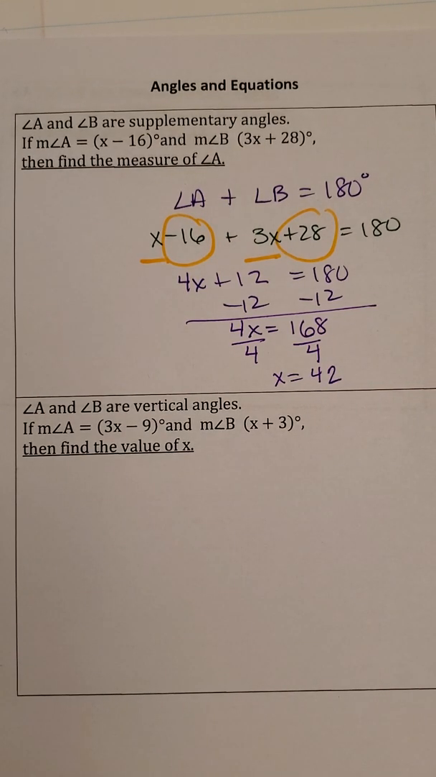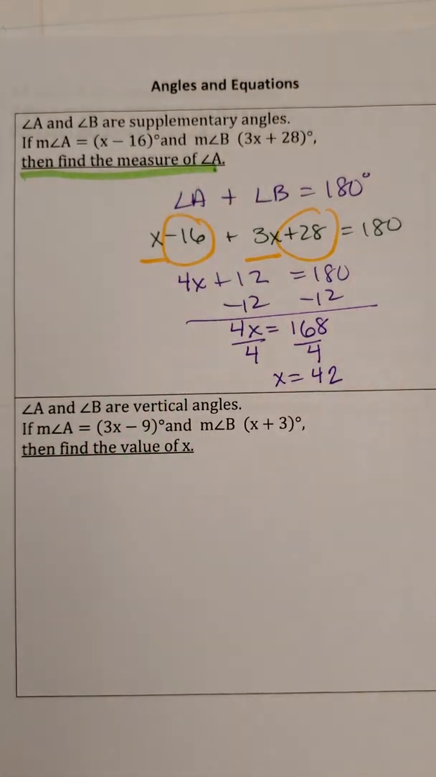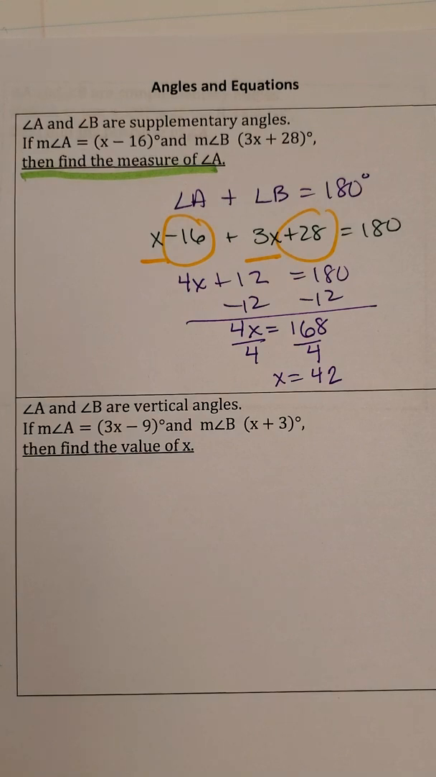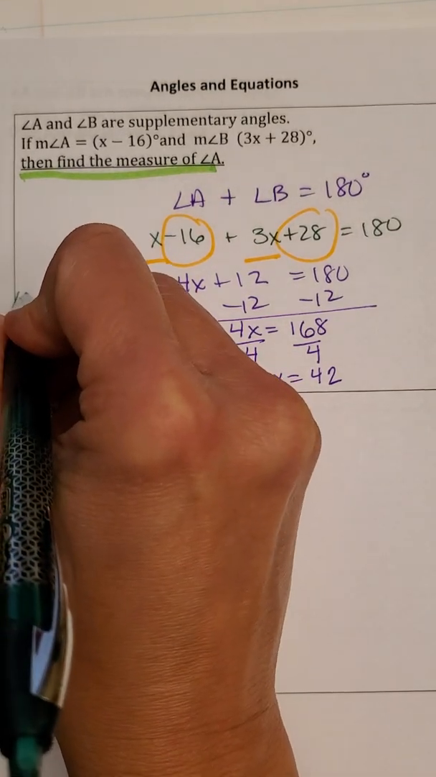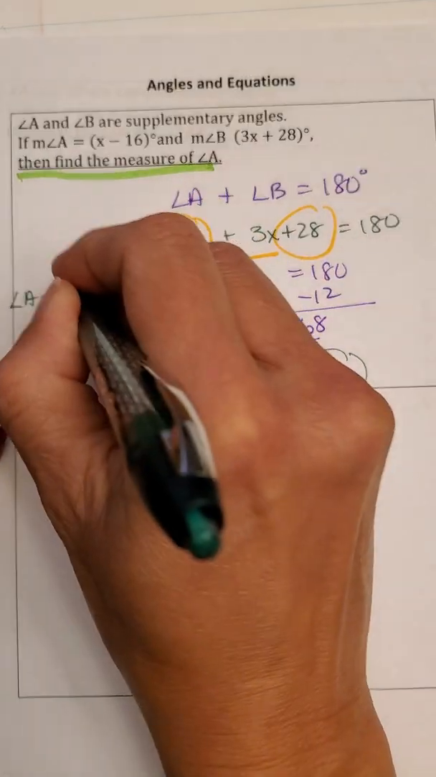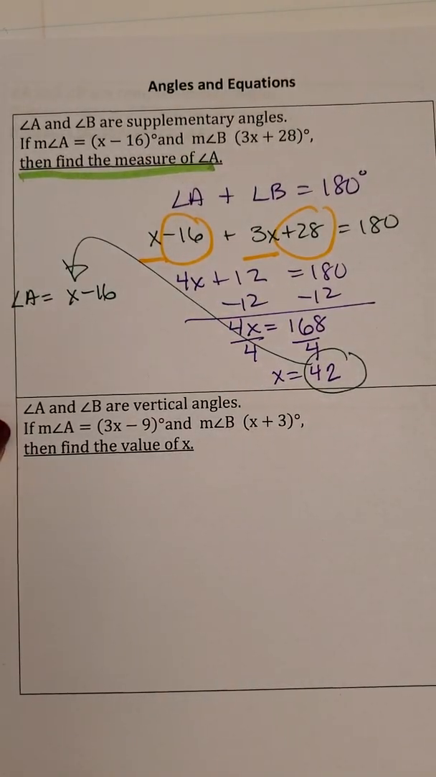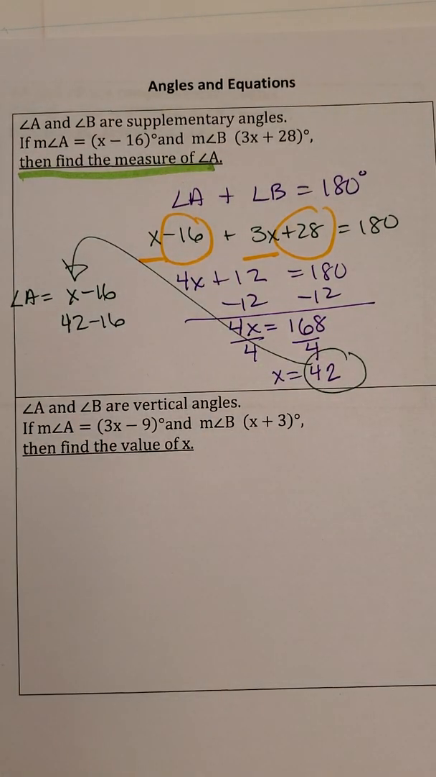Now this is what I want you to be very careful of, because sometimes they're going to ask you, what's the value of x? If they asked us what the value of x is, we'd be done. But that's not what they asked. That's why I underlined it. Then find the measure of angle A. In order to find the measure of angle A, we have to substitute back into angle A. We have to know that angle A was equal to x minus 16. Now I found what x is. So if I go up here and I say 42 minus 16, then that is what it would be.